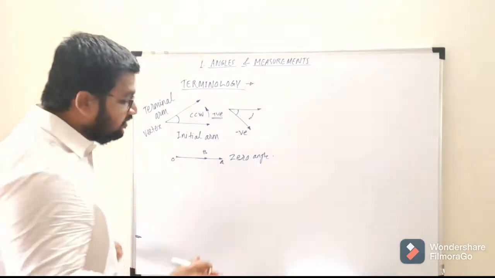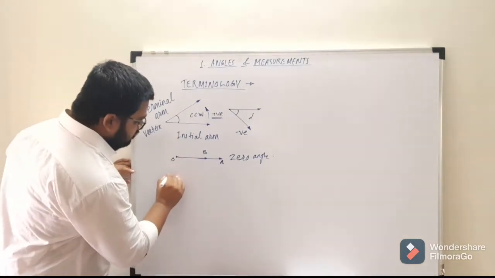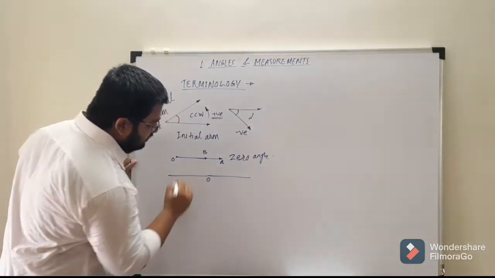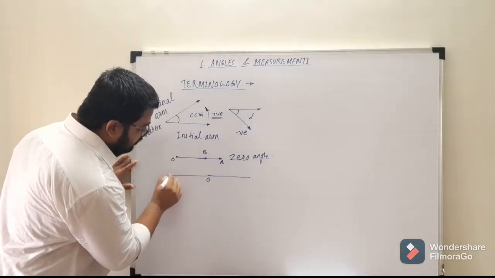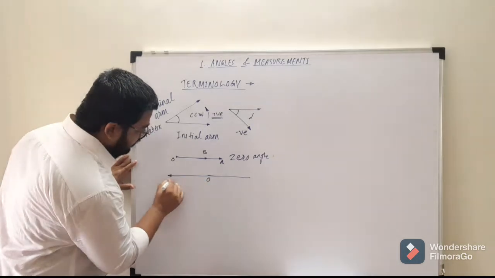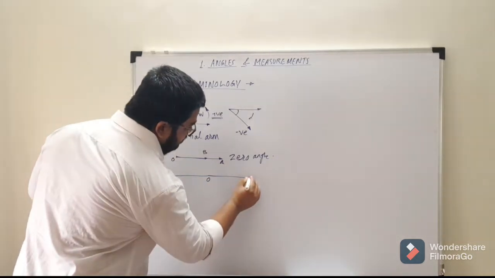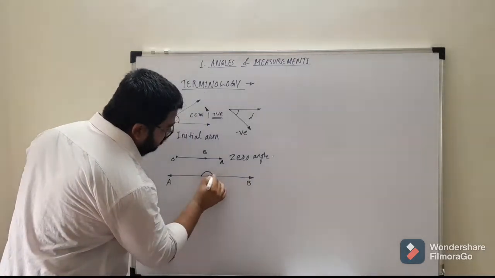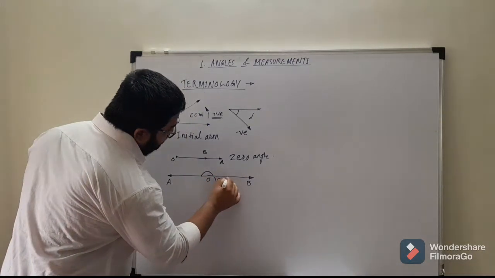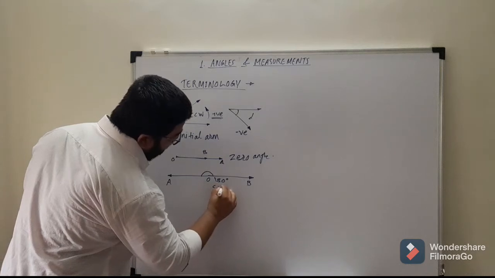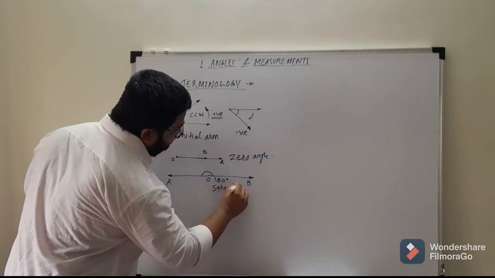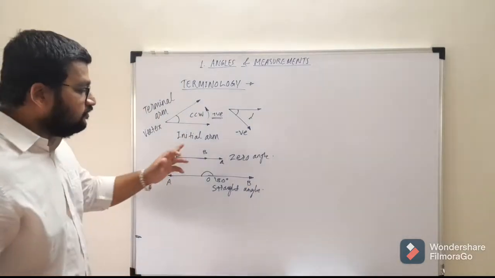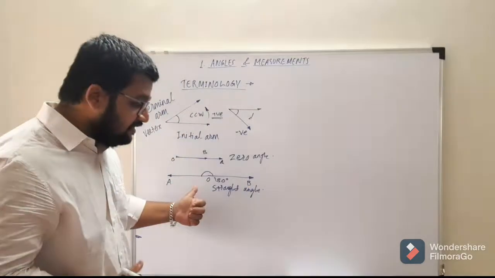After that, the second type is the straight angle. Now what is a straight angle? Suppose this is the vertex, the initial arm is this, that is OA, and the terminal arm is this, that is OB. Now both of these are having an angle of 180 degrees. This we call a straight angle because this forms a straight line. This is the second type of angle. So first we saw the zero angle, then we saw the straight angle.